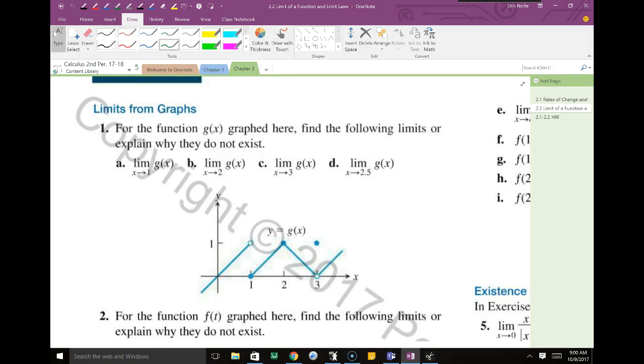So from the right, where is this function going to? 0. From the left, where is this function going to? 1. Are they going to the same place? No. So therefore the limit?